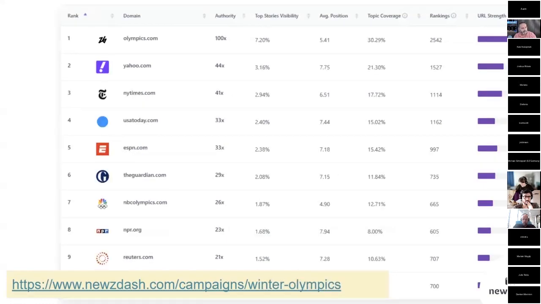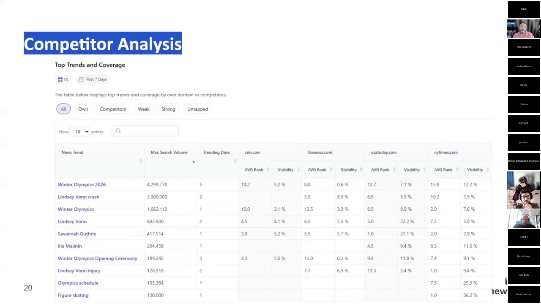The same thing you have for the Winter Olympics. So that can give you a lot of information on the competitive analysis. Another thing also is, when you start tracking, let's say you're going to build your own set of keywords.